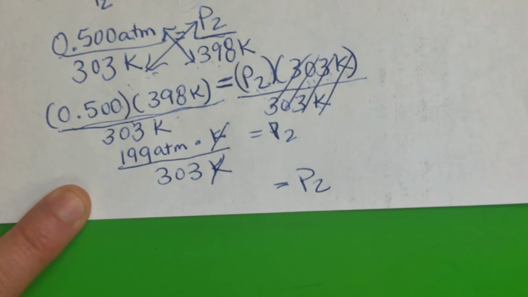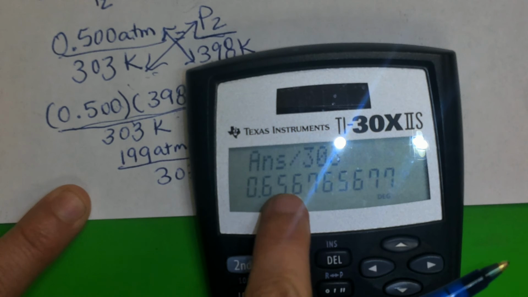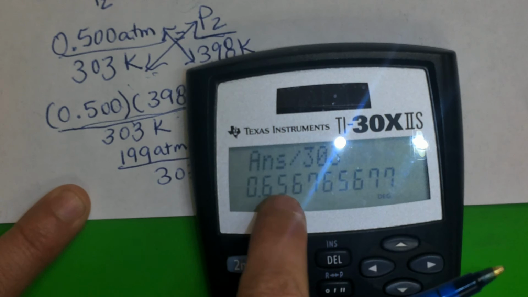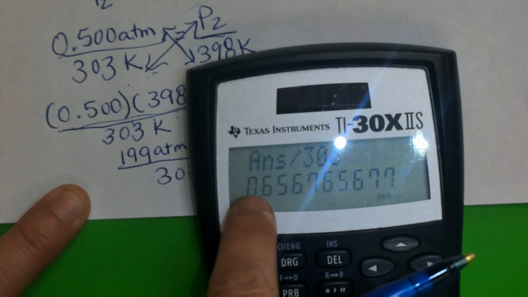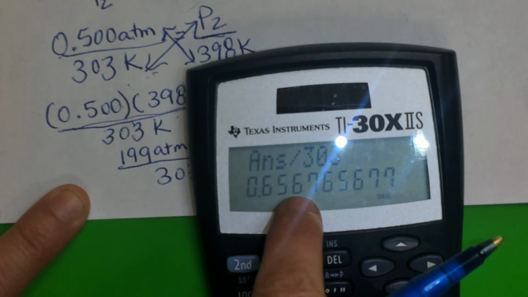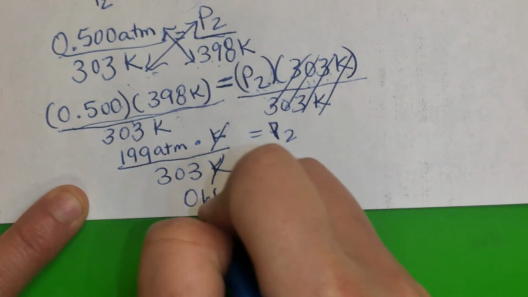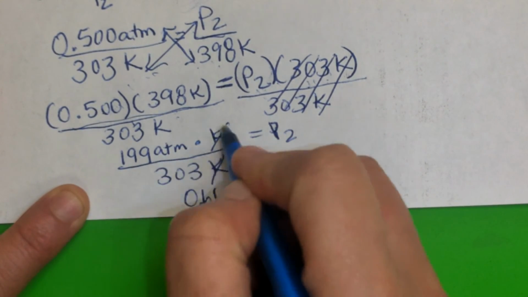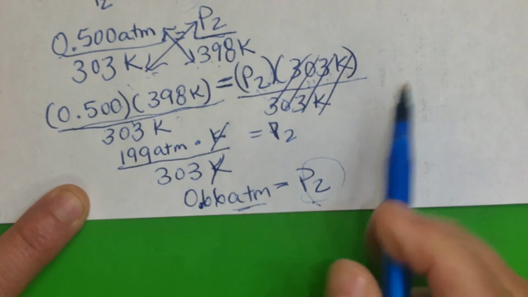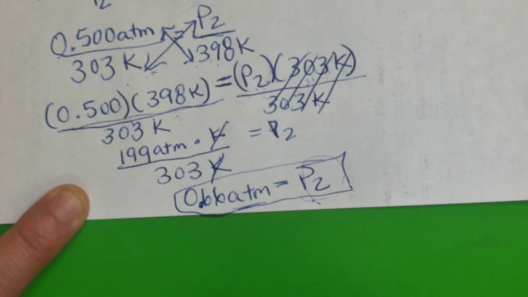That should give me 0.65, but next to the 65, the next digit is a 6, so it's more than 5 and I have to round up. I round that to 0.66. You always go up 1 if the number next to it is 5 or more. So it's 0.66, and that will be atm because those cancel. If you think about it, pressure is in atmospheres, so that should be the unit for pressure. So that's your answer, you guys.